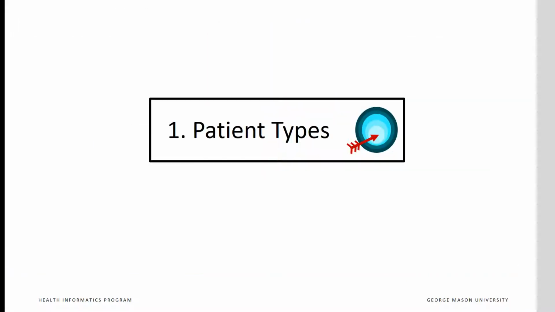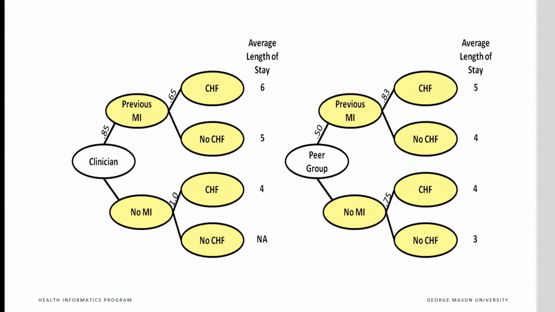So let's go through the steps. First, the patients are described in terms of combination of their features or comorbidities. We refer to these combinations as different patient types. Here we see an example with two diseases, previous MI and congestive heart failure. A patient type is a combination of these two diseases. So when a patient has congestive heart failure but no previous MI, this is one type of patient. And when the patient has both of these diseases, then that's another type.